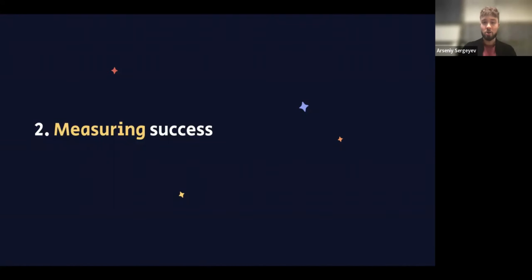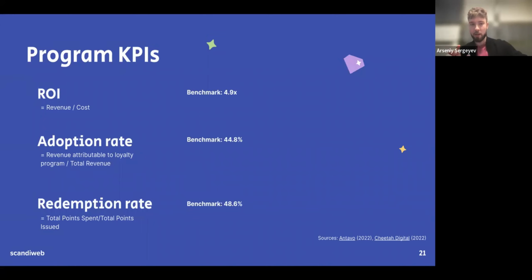Now, how do we measure the success of our loyalty program? There are several program KPIs that we highlight here. Of course, the first of them is return on investment, right? So how much money the program brings relative to the cost of its implementation. The benchmark for the companies that Antavo and Cheetah Digital surveyed is 4.9 times. So if the loyalty program is set up correctly, you can have a return on investment of almost 5 times. Okay, so that's quite impressive.